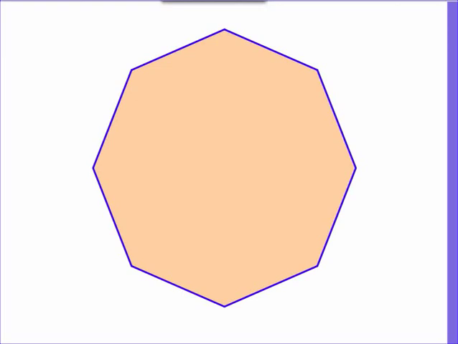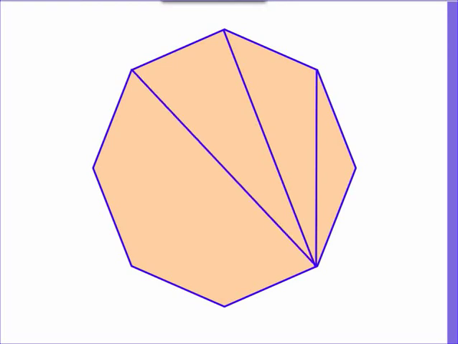Let's see if I can get that. There we go. What have I just made right there? Yeah, I've made a diagonal. I've also made a triangle. What have I made right there? Another triangle. And I'm going to stay at that one vertex and keep drawing triangles. Believe it or not, this will work for any polygon.